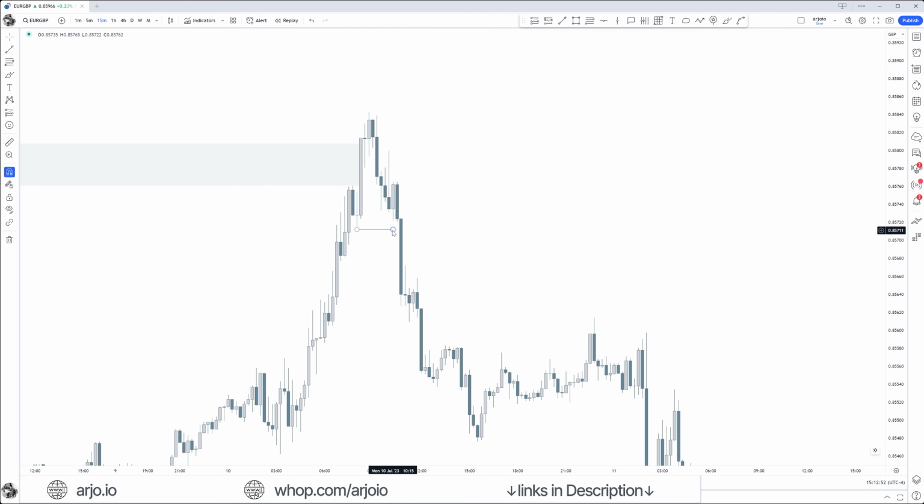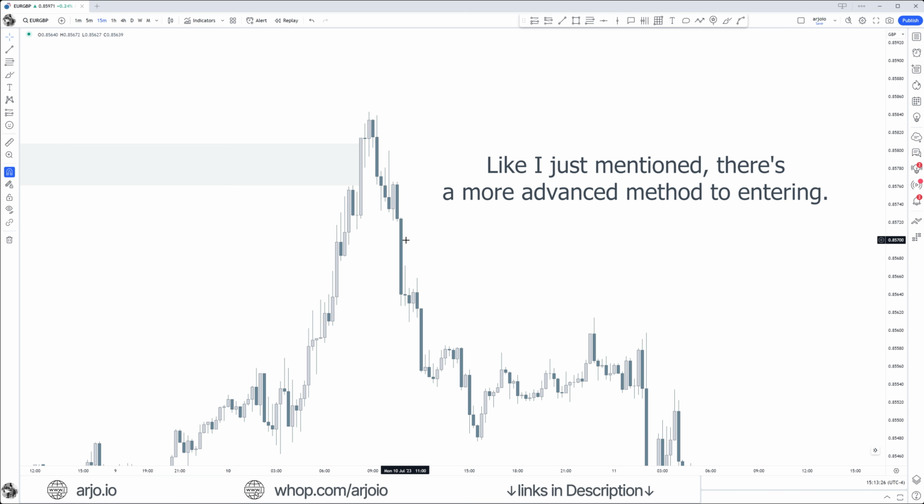Actually, your first market structure shift is here. Where is the method we are using, the ST model? It is this right there. And then we have a new displacement lower right there. That is exactly your ST model. Now, right here, you likely wouldn't have gotten an entry. But like I just mentioned, there's a more advanced method to entering.